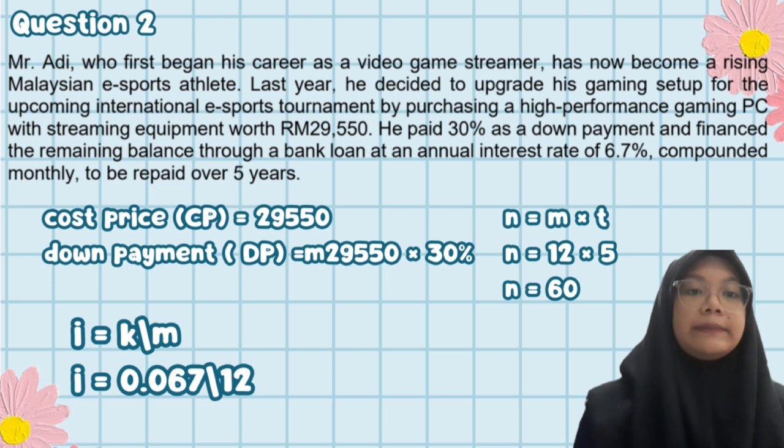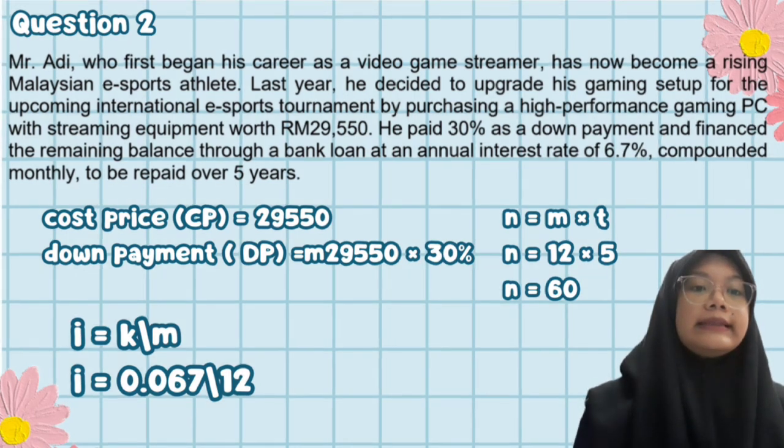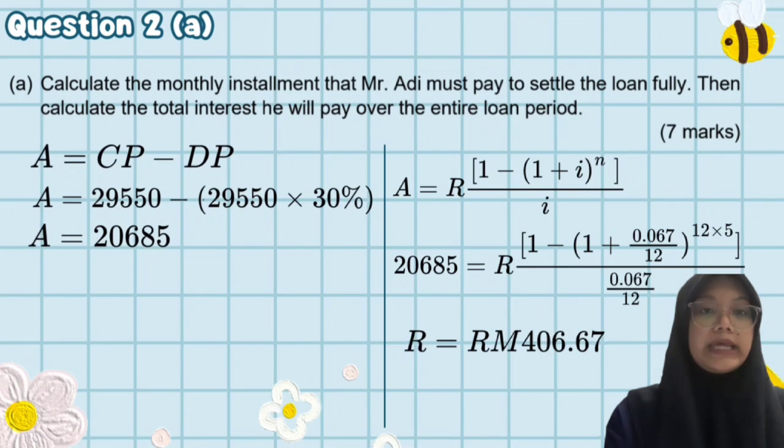Now, before we start doing the question, we need to know the information to use below. Firstly, cost price CP equals 29,550. Down payment DP equals 29,550 multiplied by 30%. Other than that, we need to use i equals k per m, i equals 0.067 over 12. Lastly, we need to use n equals m multiplied by t, n equals 5 multiplied by 12, and we will find the answer n equals 60.